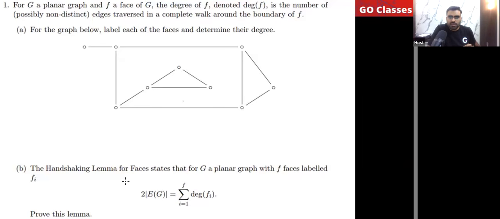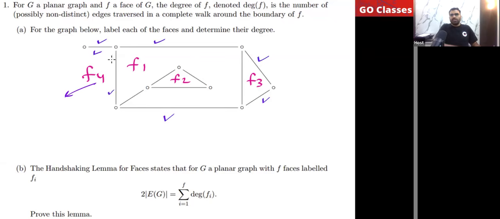Let's see this question. Here the question is asking how many faces are there and what are their degrees. So tell me how many faces are there. In this diagram, you can see this is one face. Let me call it face number 1. This is face number 2, face number 3, and there is the outer face, face number 4. What are the degrees of these faces? For example, the degree of face number 4. See, this face number 4 is touching this side of the edge, this side of the edge, this side of the edge, this one, and also this one. So tell me, the degree of F4 is 6.